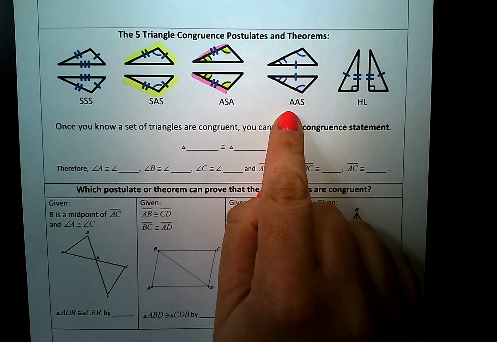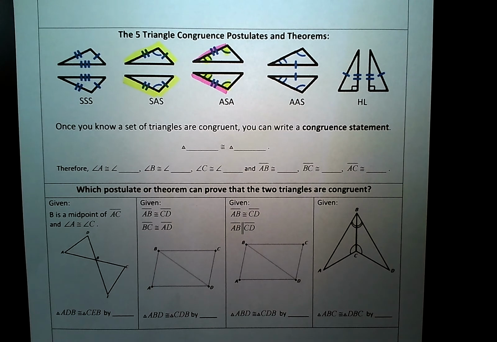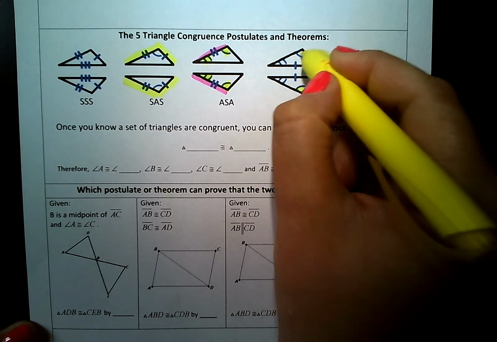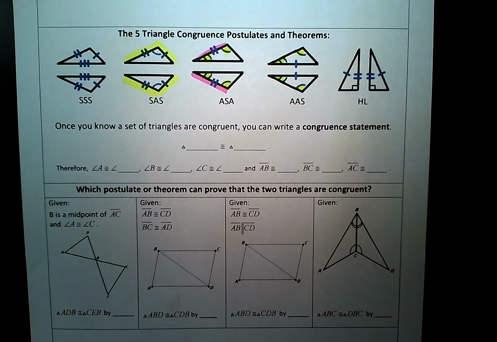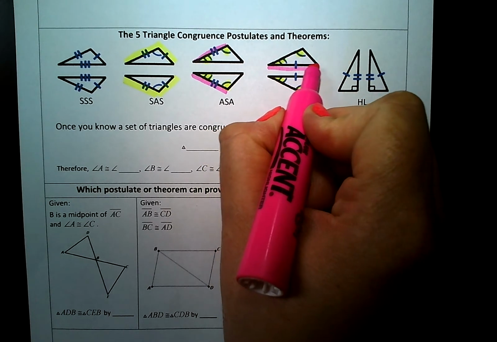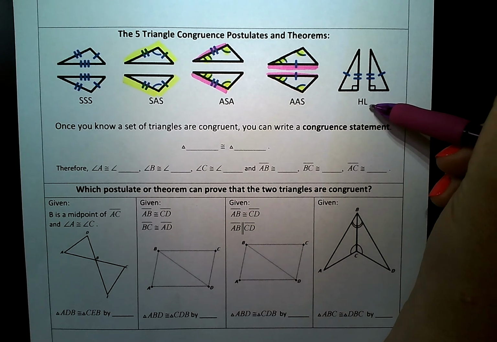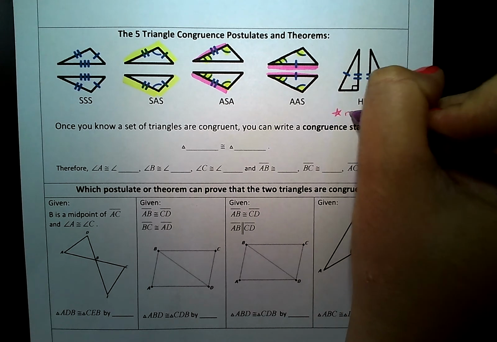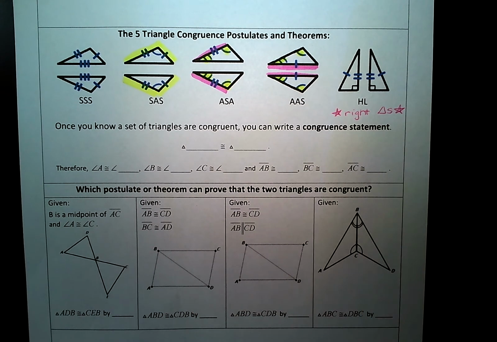You can also have the situation where you have 2 angles and a side, but the side is not included between the 2 angles. So here we have 2 sets of congruent angles, and then the side involved is not connecting the 2 angles. Okay, that would be called angle, angle, side. And then last but not least, we have a special case called HL, which stands for hypotenuse leg. And of course, this can only be for right triangles. Okay, because it's got to have the hypotenuse and the leg.